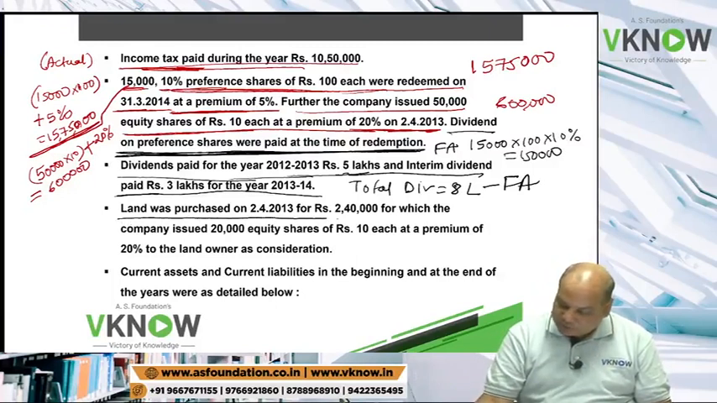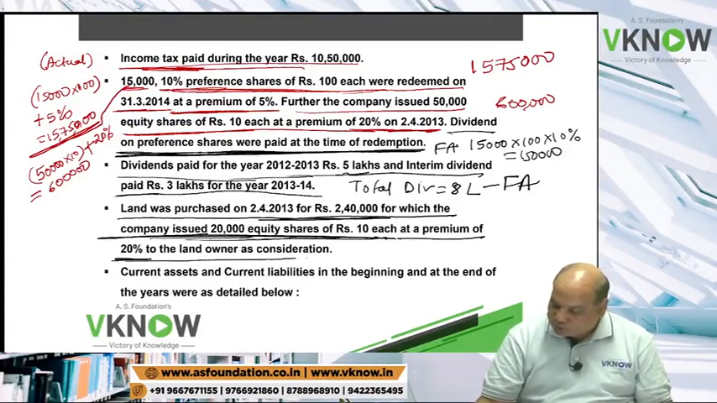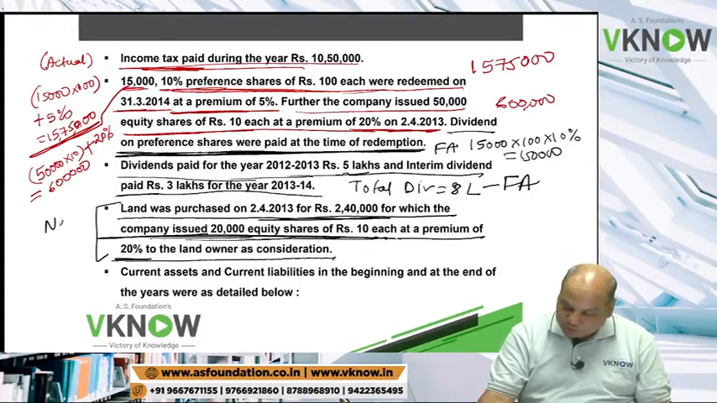Land was purchased for 2,40,000, for which the company issued 20,000 equity shares of rupees 10 each at a premium of 20% to the landowner as consideration. This is a new point.